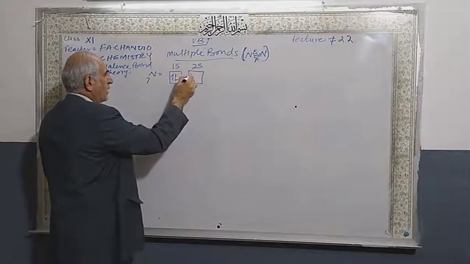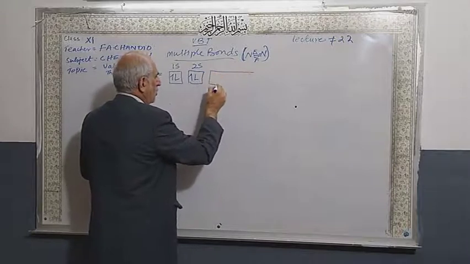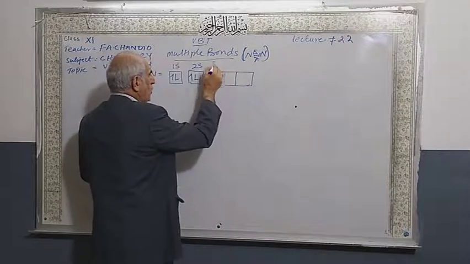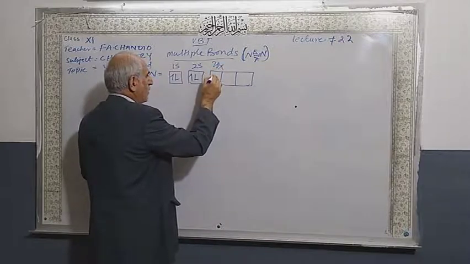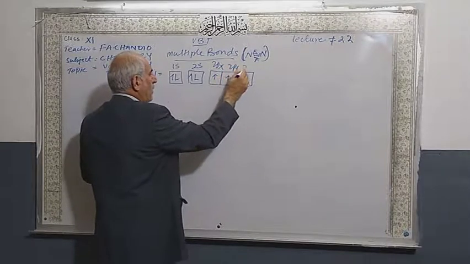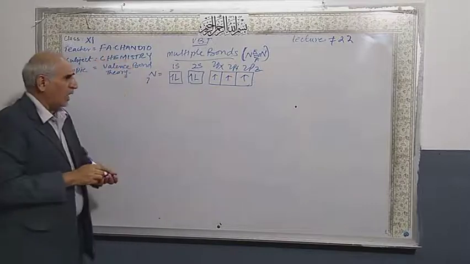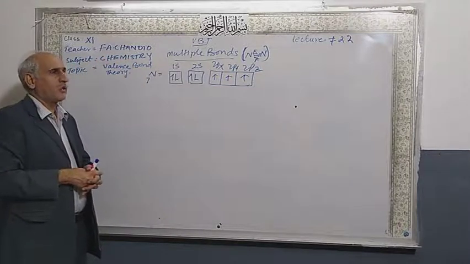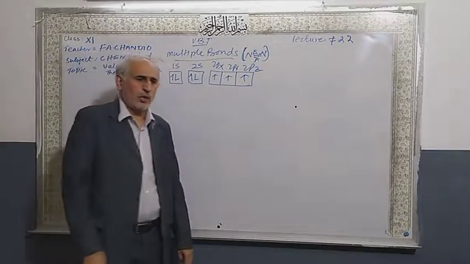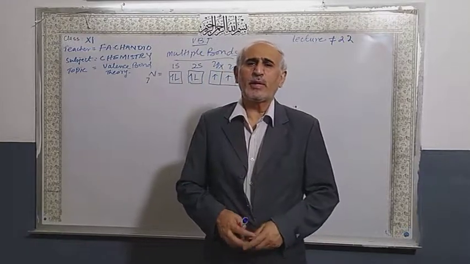2s 2, and 2px 1, 2py 1 and 2pz also 1. All three are unpaired, so three bonds will be formed. According to valence bond theory, the partially filled atomic orbitals participate in the bond formation.